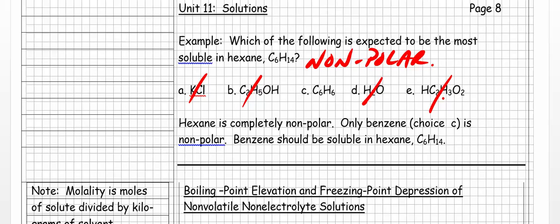But let's take a look at the C6H6. C6H6 is nonpolar, and it is symmetrical. So choice C is nonpolar, and benzene should be soluble in C6H14. These two are both nonpolar, so this would be my answer, okay? That would be my answer.